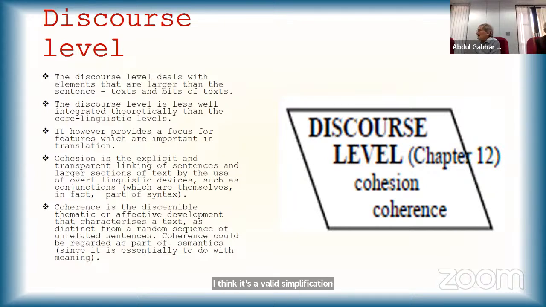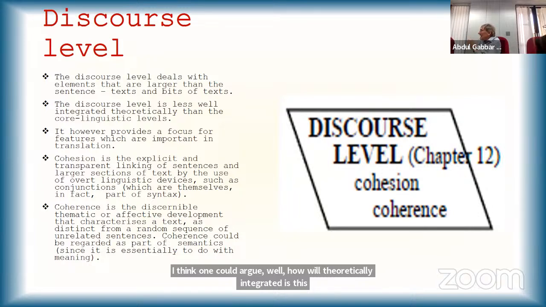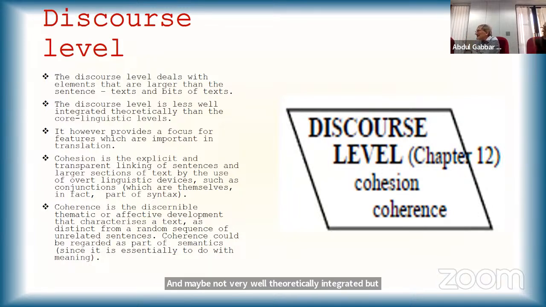And within the Thinking in Translation series, Harvey and Higgins established what they call a discourse level. And for this, they're really interested in cohesion and coherence. And I think the reason for this is that they want to say, how do we take a very basic sense of what links sentences together with one another? And I think one could argue, well, how well theoretically integrated is this? And maybe not very well theoretically integrated, but I think in practical terms, quite a useful place to start when one's thinking about things beyond the sentence.